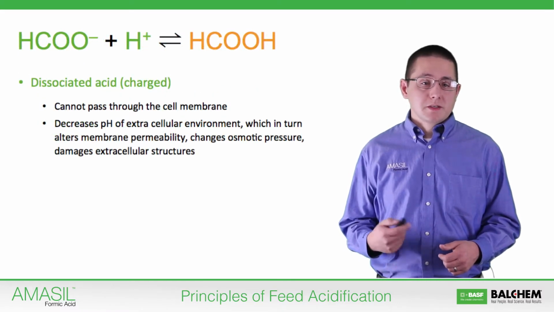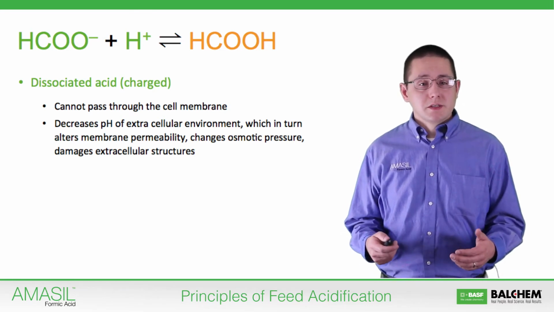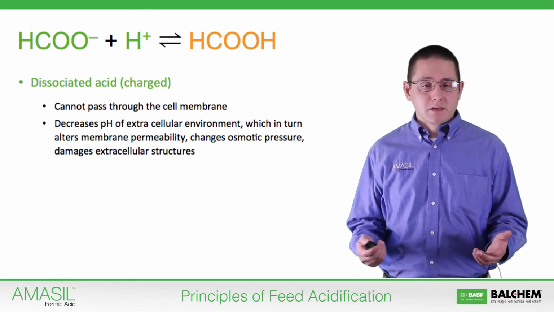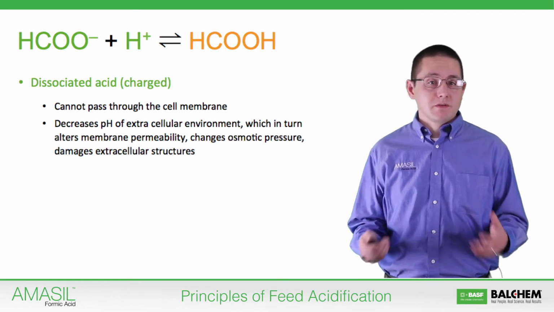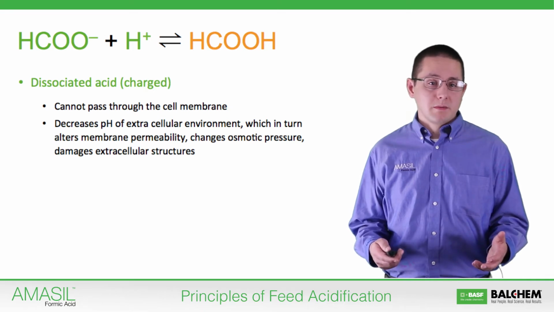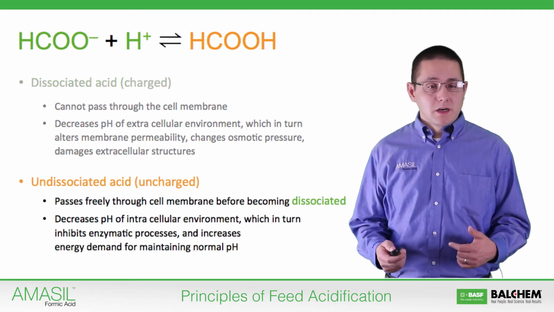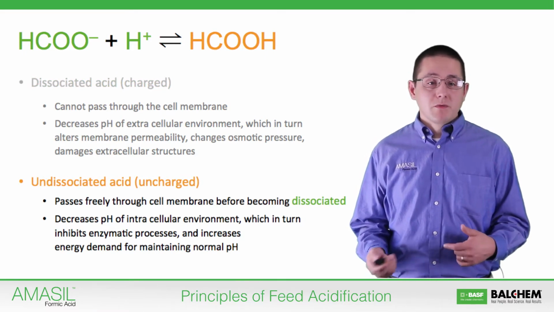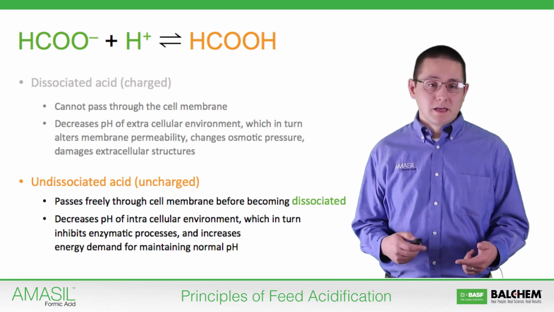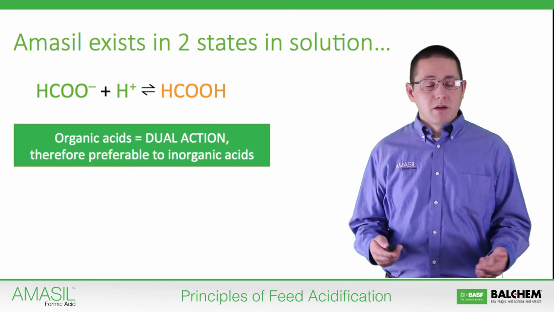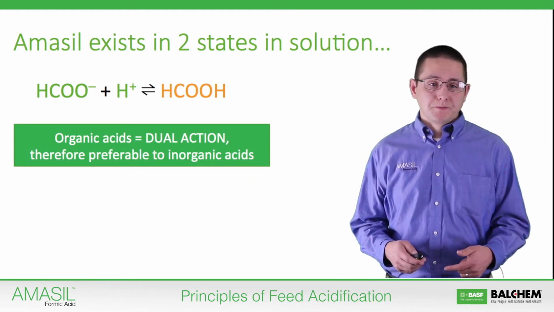This is significant because the dissociated acid is where you get the main effects. But there are limitations to this. Once they've dissociated, the positively charged and negatively charged ions cannot pass through the cell membrane, and so all of the effects are limited to whatever side of the cell membrane they happen to be on at the time. Most of this is going to take place extracellularly, but the undissociated acid is uncharged and as a result can freely pass through the cell membrane and then become dissociated in the more alkaline environment inside the cell. This is where the benefit of organic acids comes in, this ability to act on both sides of the cell membrane.